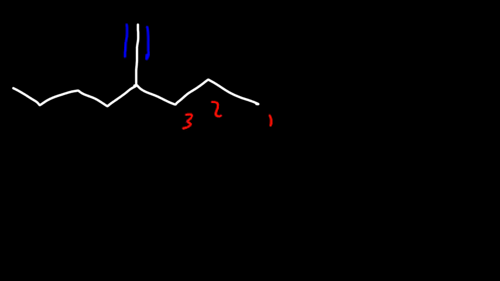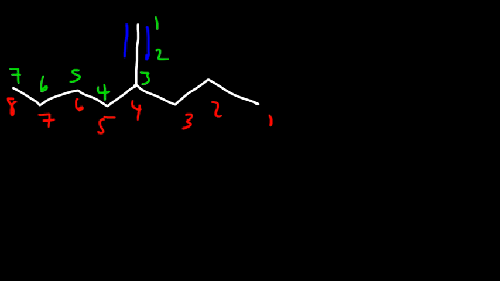Now let's try one more example. Go ahead and name this particular molecule. So how should we count it? Should we count it like this? 1, 2, 3, 4, 5, 6, 7, 8? Or should we count it like this? 1, 2, 3, 4, 5, 6, 7.